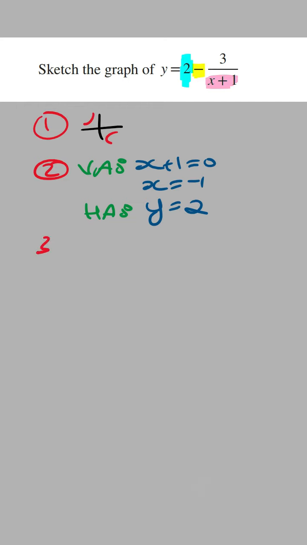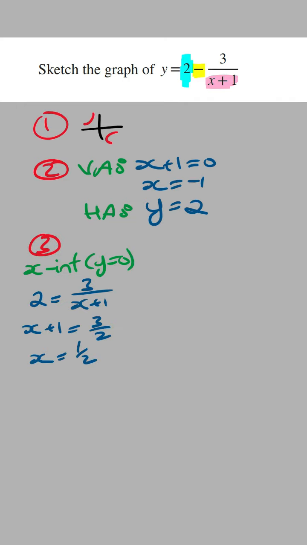The third step is to work out the x and y intercepts. For the x-intercept, we let y is equal to 0 and then solve for x. And so doing this, we're going to get x is equal to half. For the y-intercept, we let x is equal to 0 and then solve for y. And so doing this, we're going to get y is equal to minus 1.